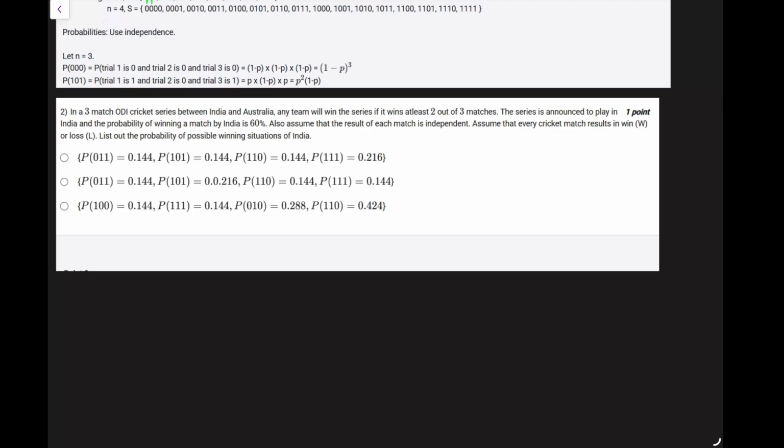List out the probability of possible winning situations of India. There you go. Let's break down the problem. There are three matches. For each match, India has a probability of winning, which is 60%. So P(India winning) is 60%, or 0.6.